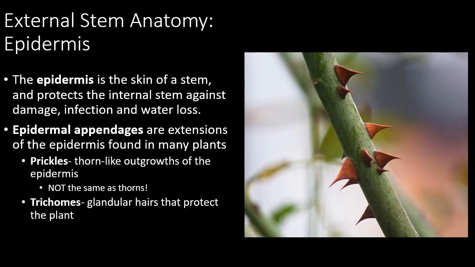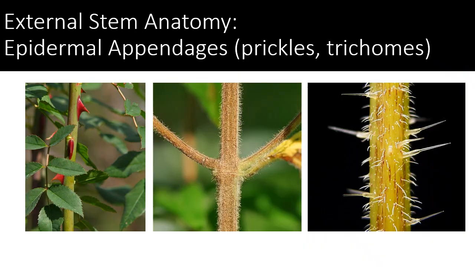And then trichomes, which are little glandular hairs. I should clarify that they're not always glandular. Sometimes they are producing some kind of substance, and sometimes they're not. But they help protect the plant from a variety of different things. And on this slide, we can see some examples of prickles on this rose stem. And then two different types of trichomes.